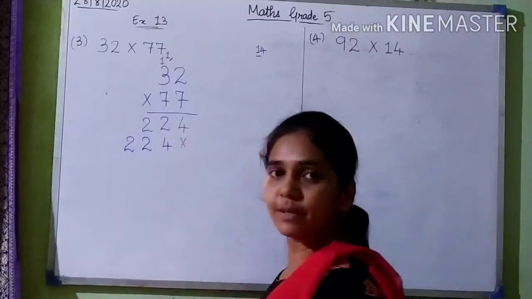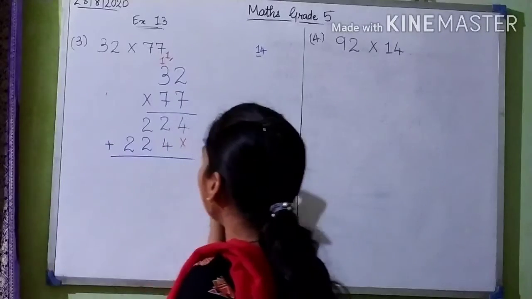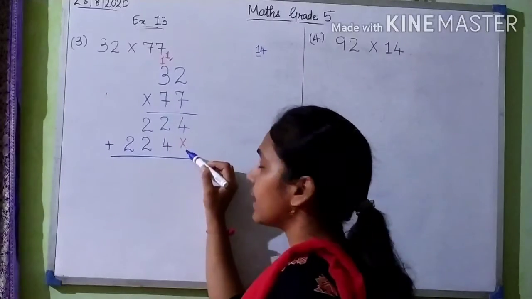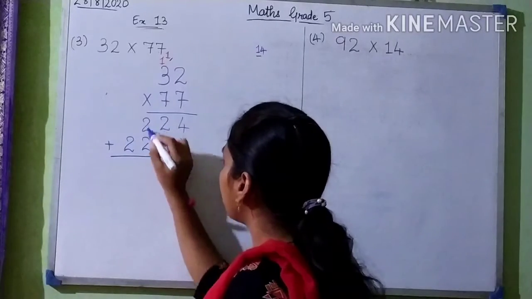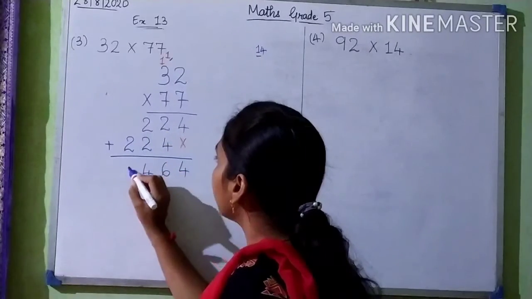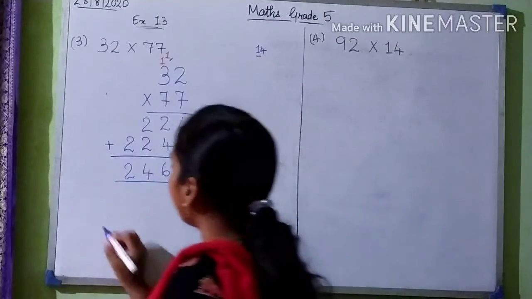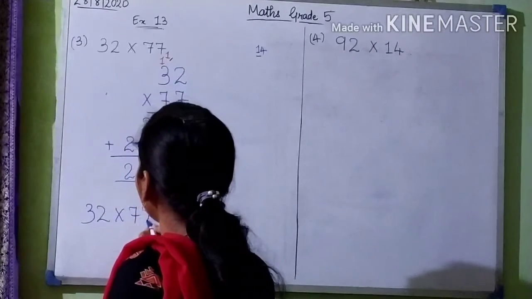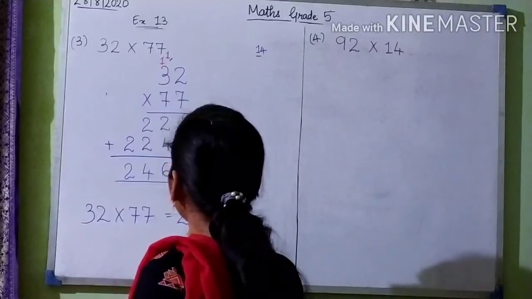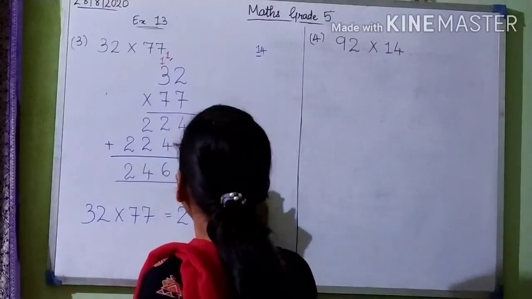And now as I have completed both the steps, I add the two numbers. So 4 plus 0 is 4. 2 plus 4 is 6. 2 plus 2 is 4. And then this 2 as it is, I take it down. So the multiplication of 32 and 77 is equal to 2464.